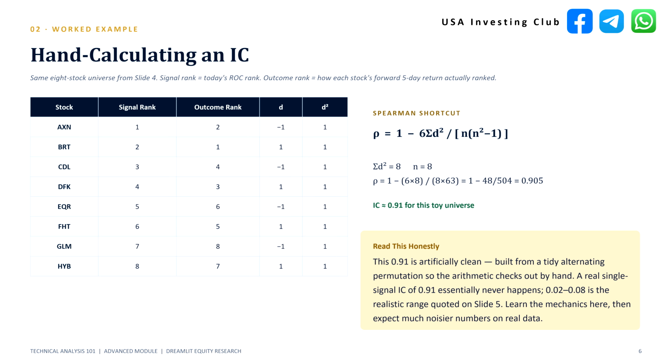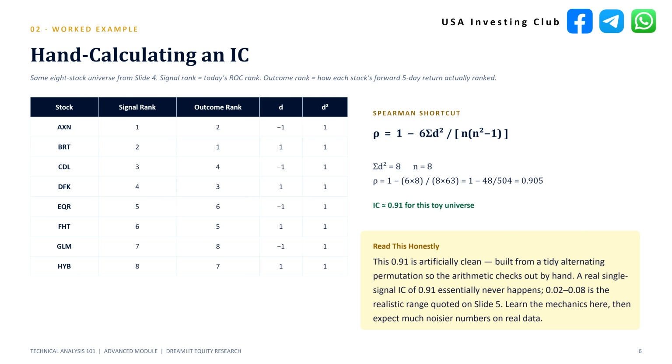Every single difference has a magnitude of exactly 1. So every square difference equals 1, and the sum of those 8 square differences is 8. Now the Spearman shortcut, rho equals 1 minus 6 times the sum of square differences, divided by n times the quantity n squared minus 1, with n equal to 8. 1 minus 6 times 8, divided by 8 times 63. That's 1 minus 48 over 504, which comes out to 0.905. So IC is approximately 0.91 for this toy universe.